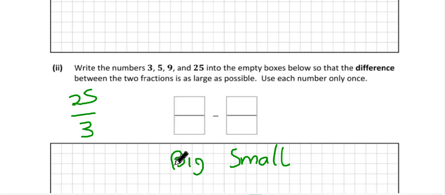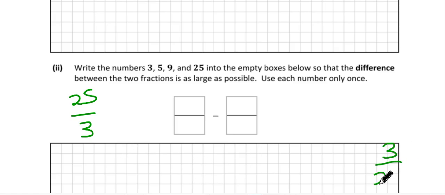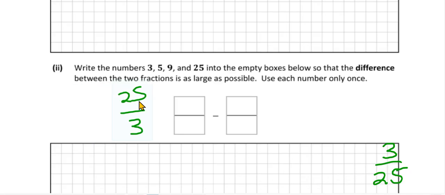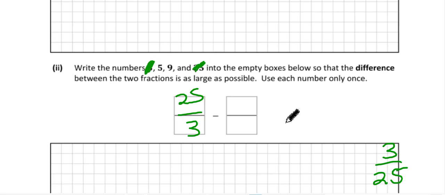Out of interest, what's the smallest number we could possibly make? Actually, the smallest number we could possibly make is 3 over 25. But there's a problem here. We're only allowed to use the numbers that are left. So we have a choice. We can do 25 over 3. And what two numbers are left then? And we want to make that as small as possible.